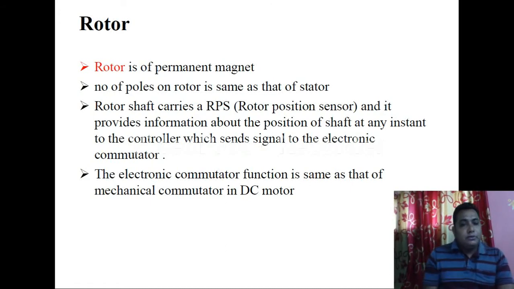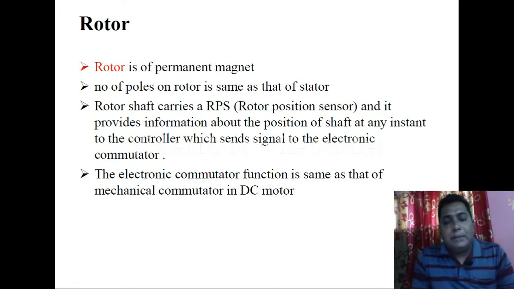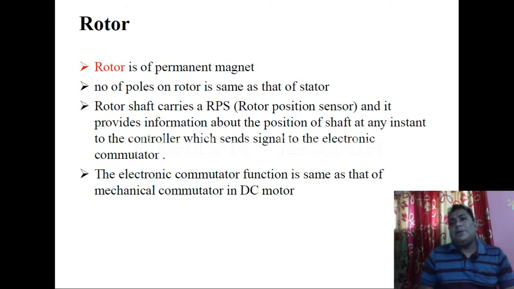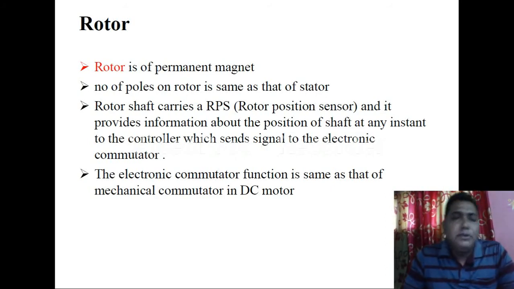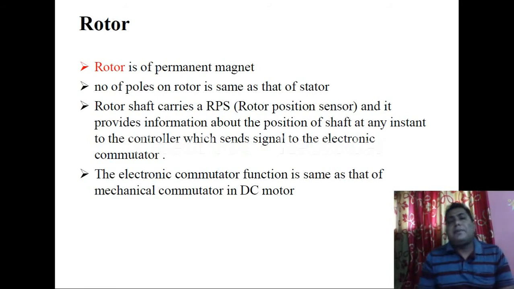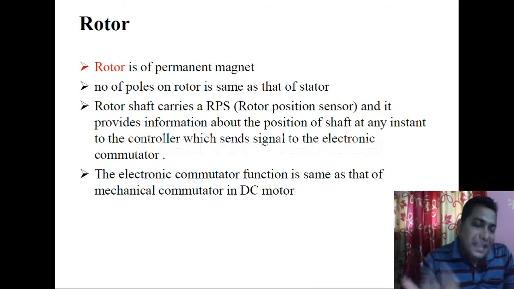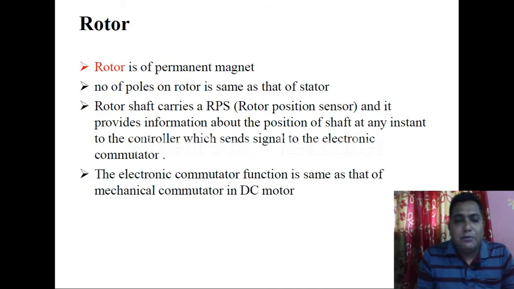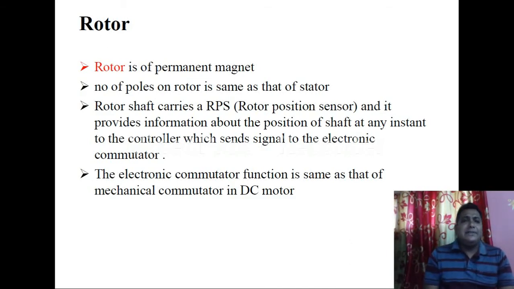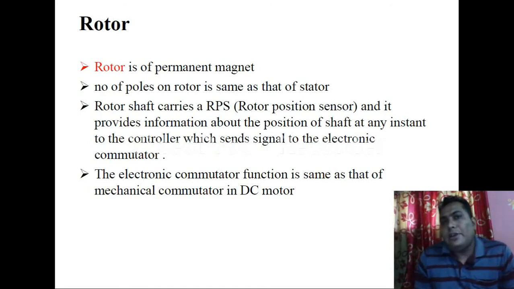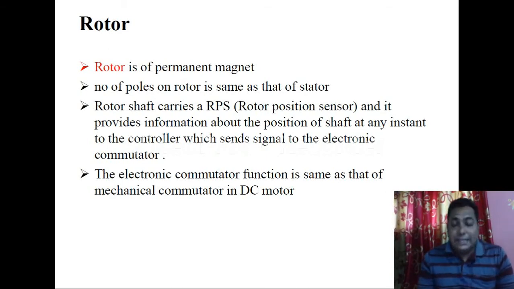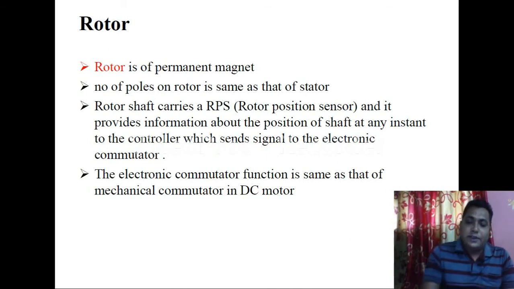The electronic commutator function is the same as that of the mechanical commutator in a DC motor. So what is the purpose of the commutator? The commutator's purpose is to convert AC into DC. That same function is done over here, so here also the commutator is converting this AC into DC. But the point is, with the mechanical commutator we have a brush. In this case we have an electronically connected circuit that is actually performing that task.